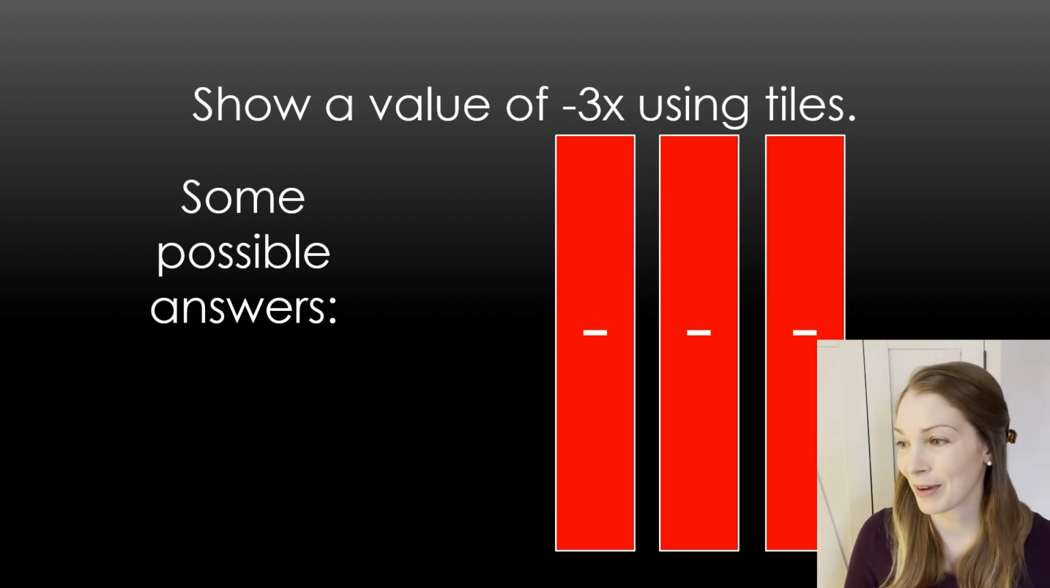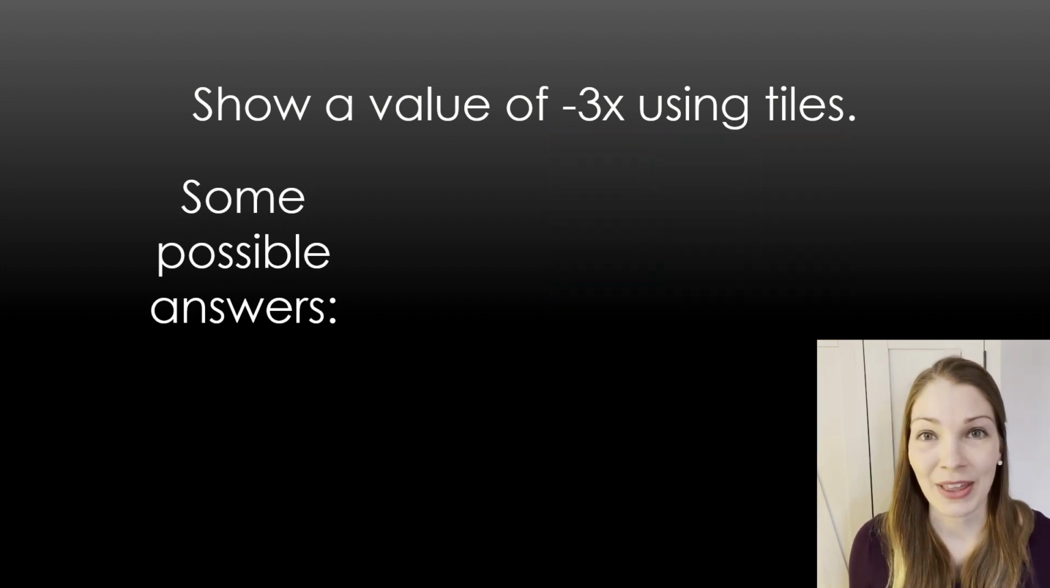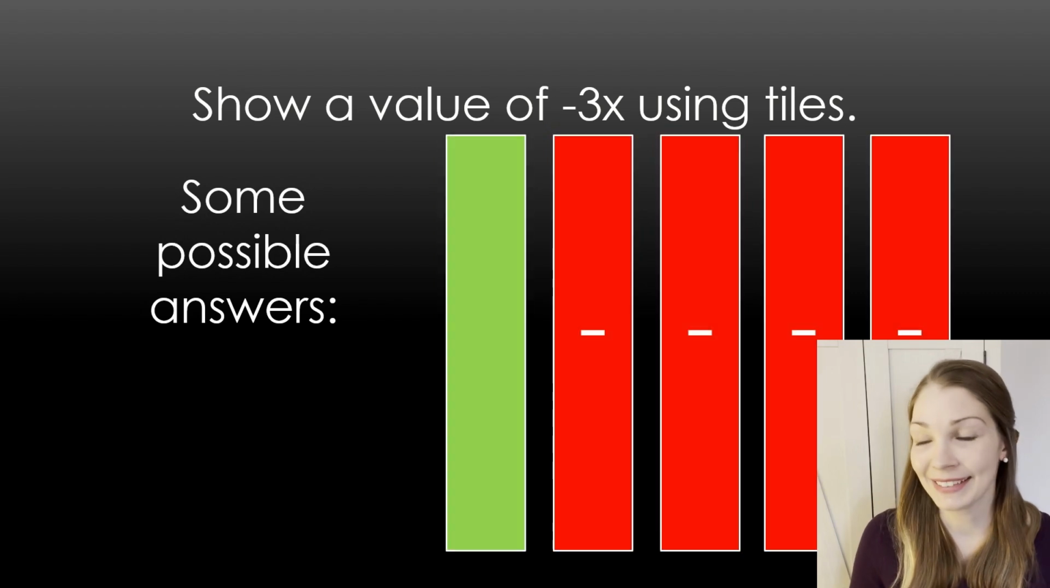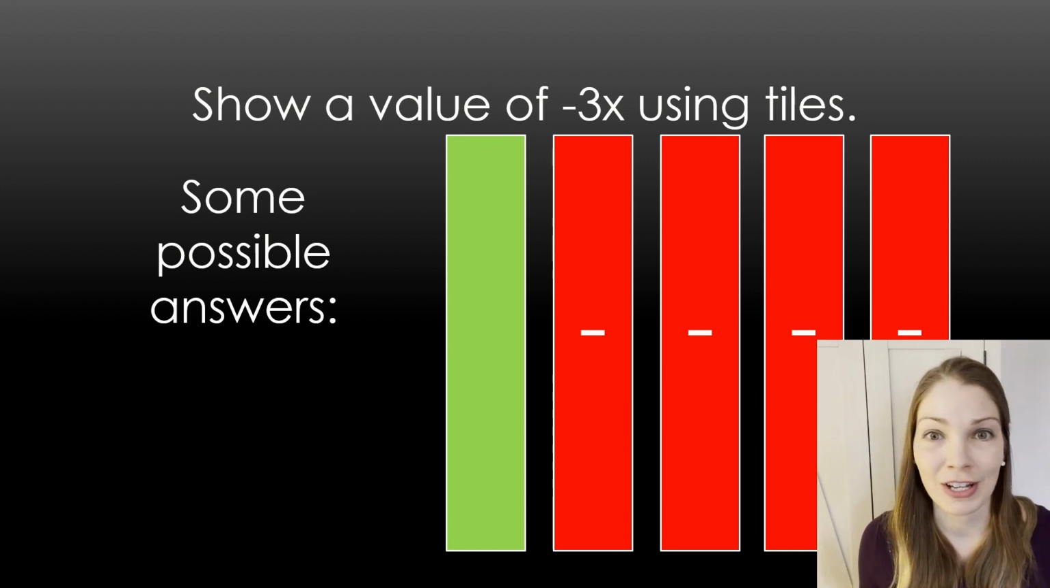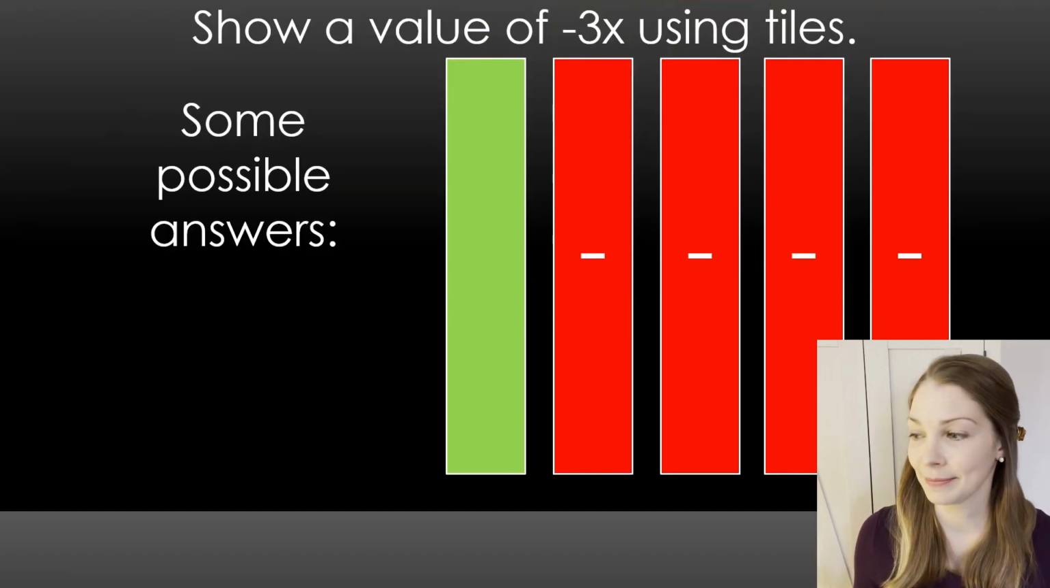So here are some possible answers. We might see 3 red X tiles, or maybe you have 3 of the negative X's and 1 positive. Again, you can get creative, but we want students to realize that all of these have a value of -3x.